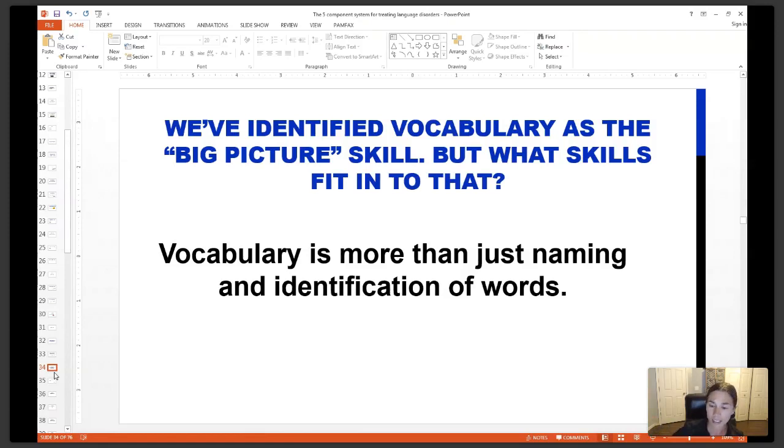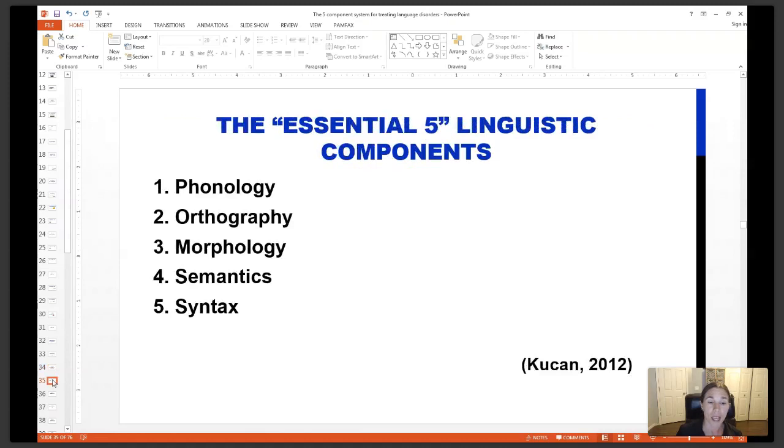Tests that measure vocabulary, you'll have to name a picture: what is this? Tell me what this is. Expressive vocabulary. Point to the picture that goes with what I say. Those are the things we think of when we think of a vocabulary test. But the thing is that vocabulary is more than just that. And this is actually what it is.